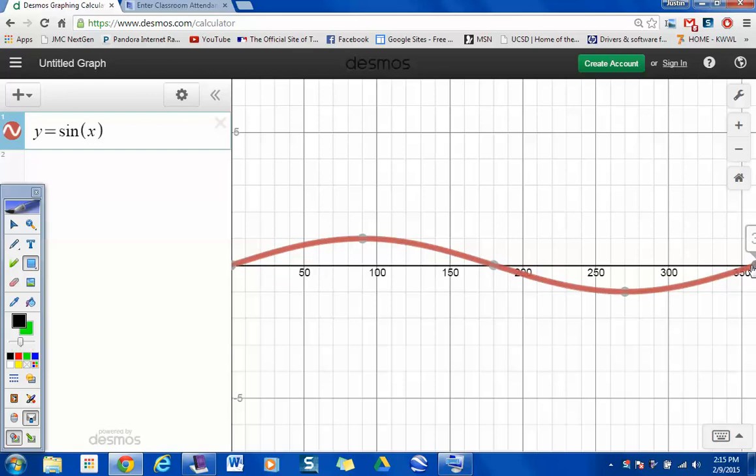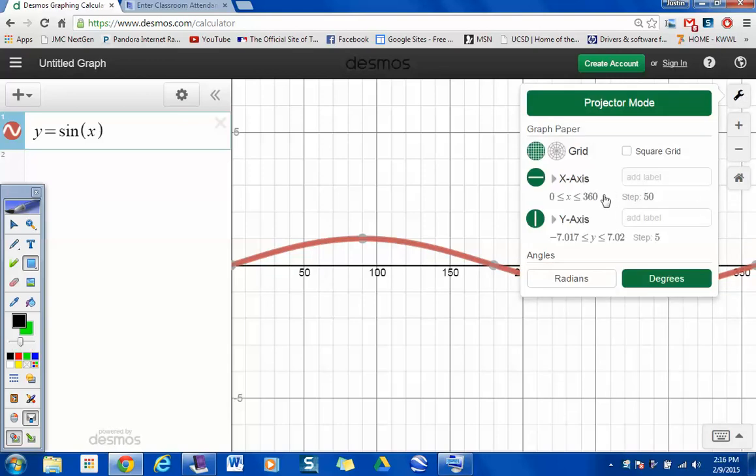Now this red graph for the sine of x, if I would go beyond 360 degrees, what's going to start happening with this graph? What's it going to do? Isn't this just going to start repeating itself over and over and over again? So this pattern gets repeated every how many degrees? 360 degrees.